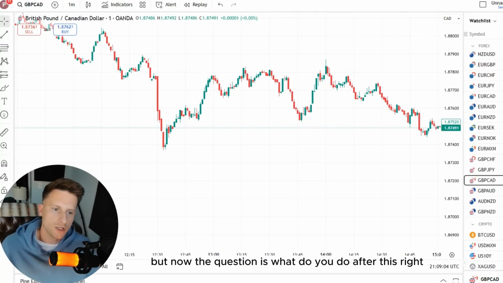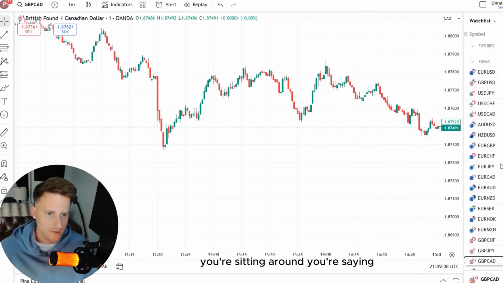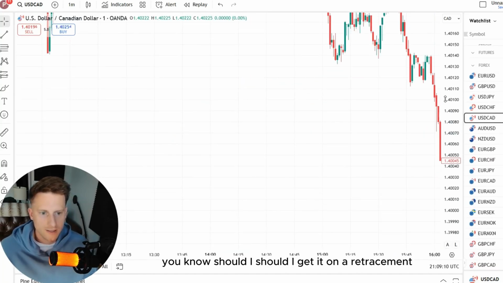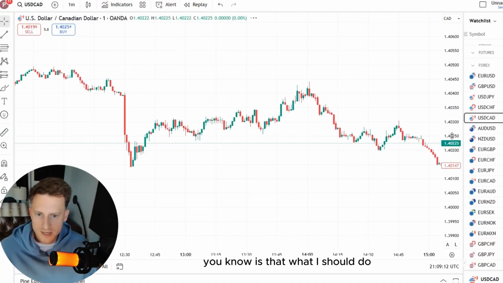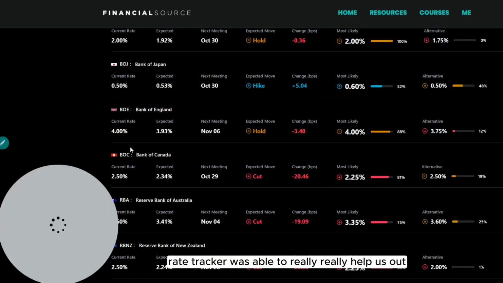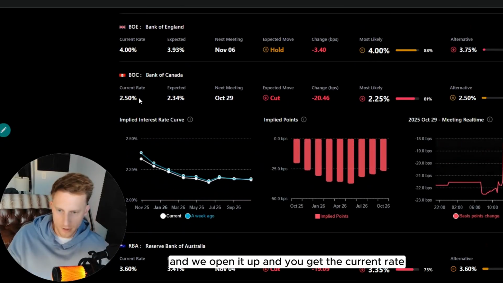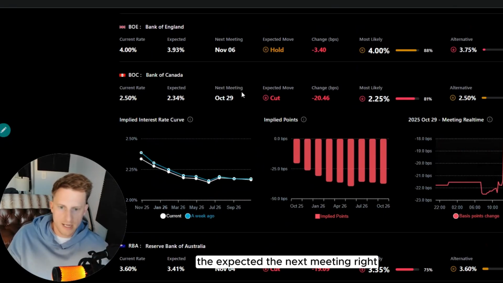But now the question is, what do you do after this, right? You're seeing the event, you're sitting around, you're saying, should I get in on a retracement? Is that what I should do? Should I not? And this is where the interest rate tracker was able to really, really help us out. So here's the tracker, and we open it up and you get the current rate, the expected, the next meeting, right? The next expected move is a cut.